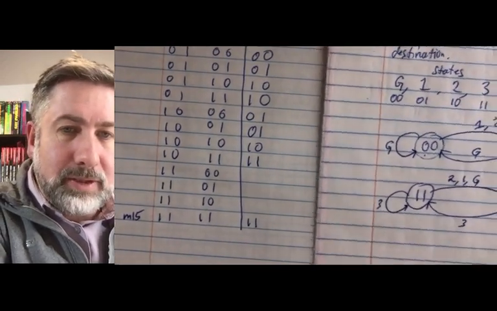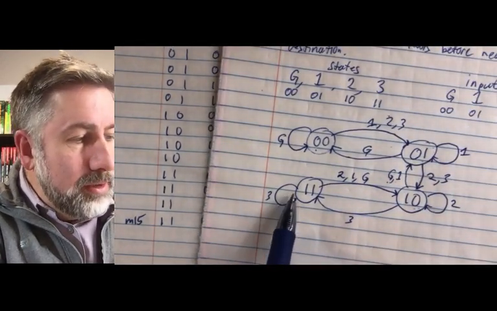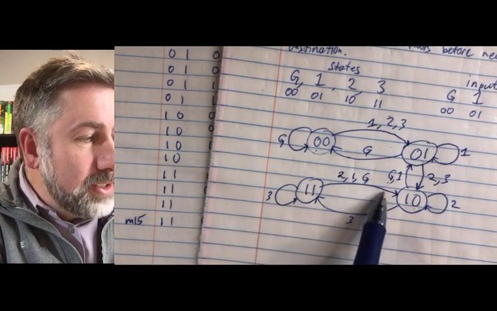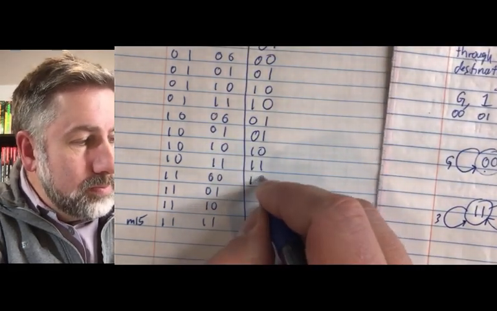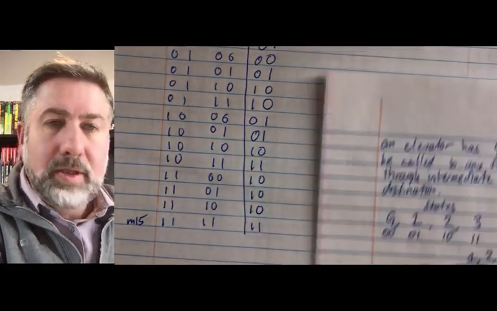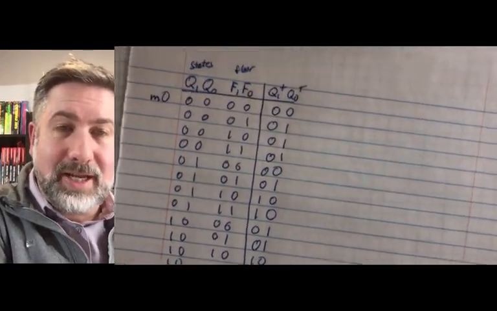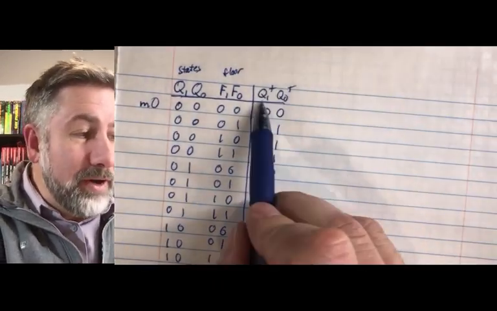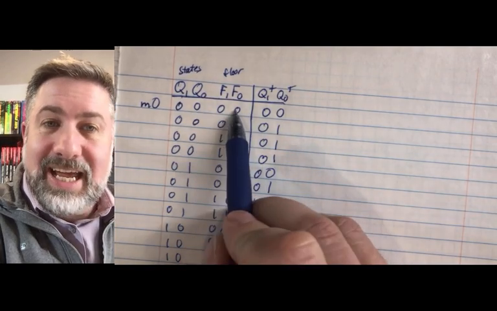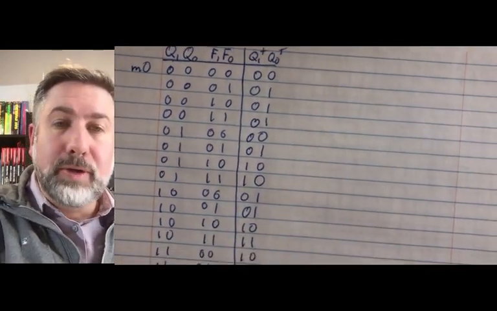Then, for the last ones, if I'm in state 3, if I get a 3, I stay in state 3. Otherwise, I go back to state 2. So this is the next state for each state variable given the current state and the input. Now there are 2 ways to proceed from here.